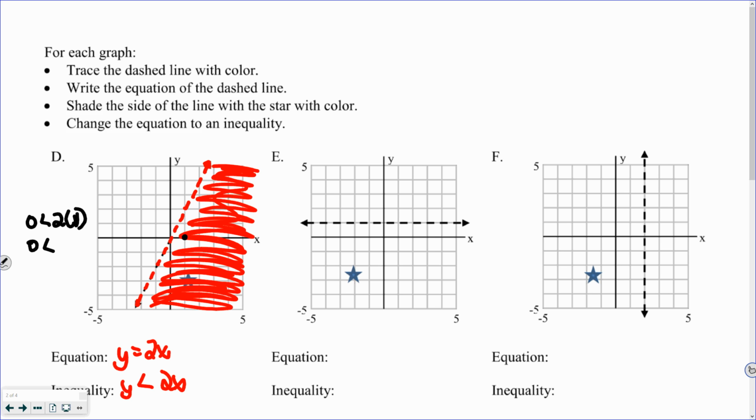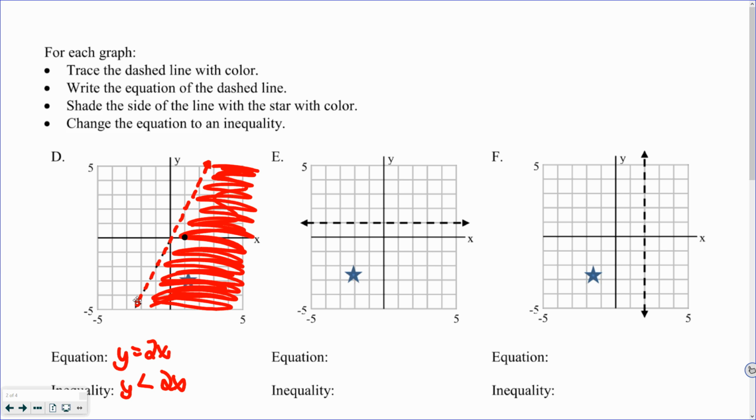Is 0 less than 2? Yes. So that way you know you picked the right inequality. If we had it going the other way, it would be saying 0 is greater than 2. Is that the case? No. So that's kind of how you know you have the right inequality, by using those test points. Those test points will help.